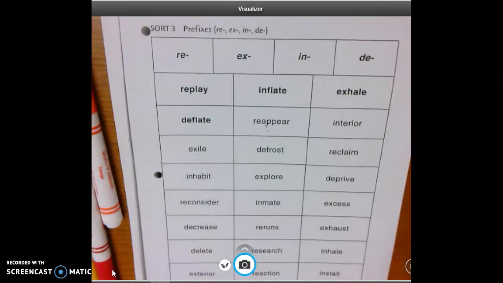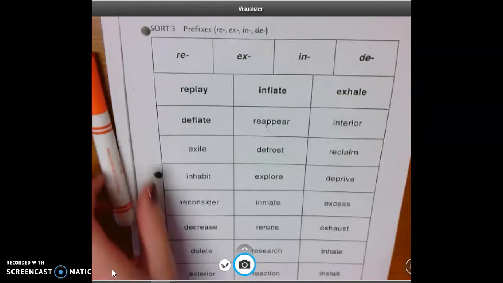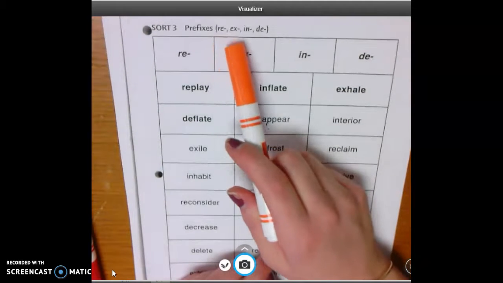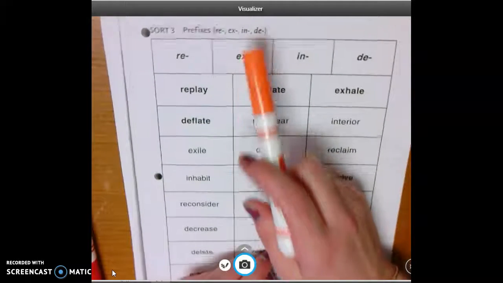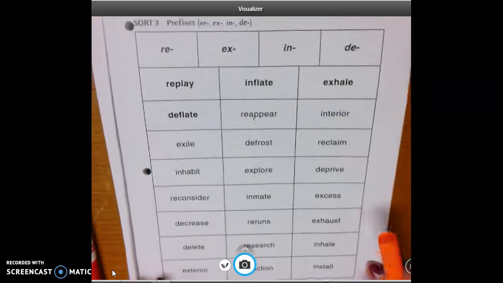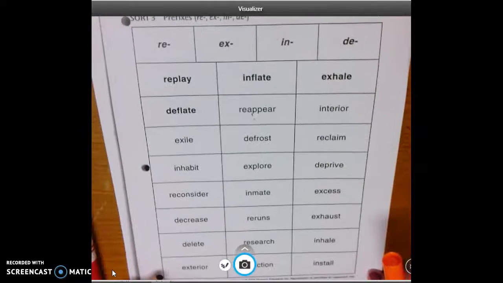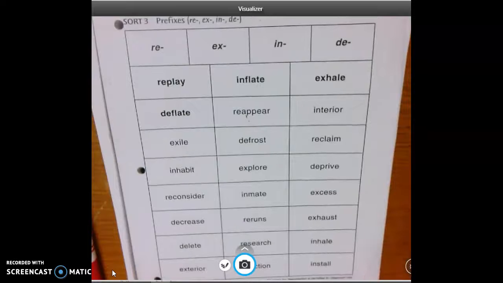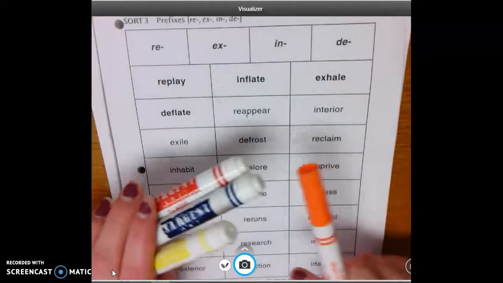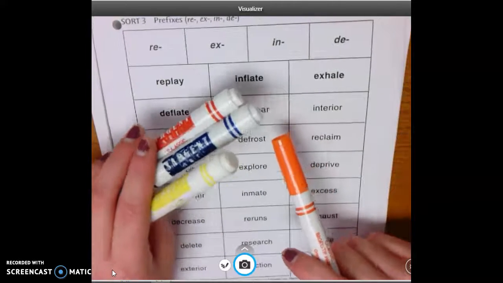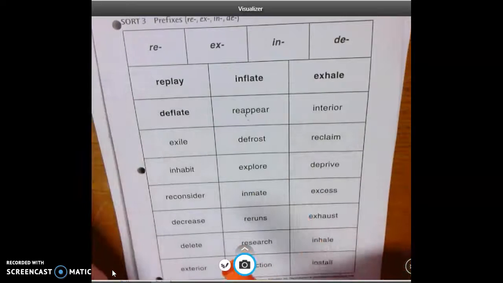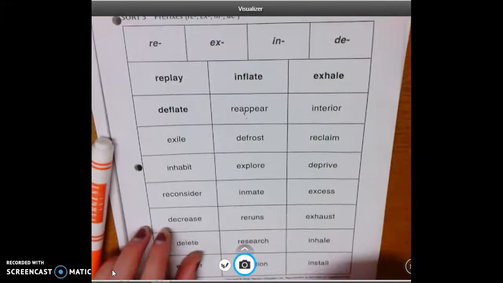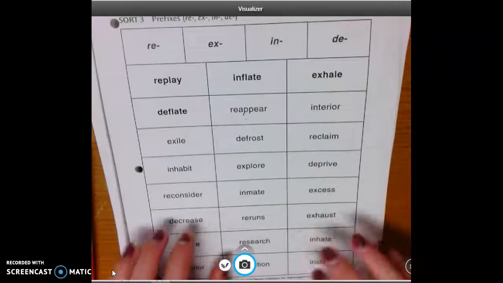Over the next 2 weeks we are going to be working with some new prefixes. So we have re, ex, in, and de, and we're going to go through each of our words and work on sorting them into the correct prefixes, just like we've been doing the past few lists. So you'll need your 4 different colors. I'm using markers. You can use highlighters, crayons, colored pencils, whatever you have that are different colors, 4 different colors.